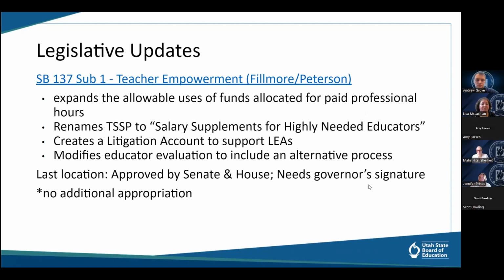This one expands the allowable uses of funds allocated for paid professional hours. I think the biggest change is it allows teachers to travel to attend a conference and use their paid professional hours for that. It renames the TSSP to salary supplements for highly needed educators, creates a litigation account to support LEAs, and modifies teacher evaluation to include an alternative process. And from what I understand, that alternative process is basically that if a student is chronically absent, then they're not required to include their test scores in that evaluation process.